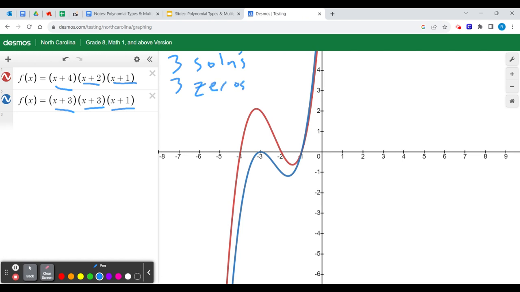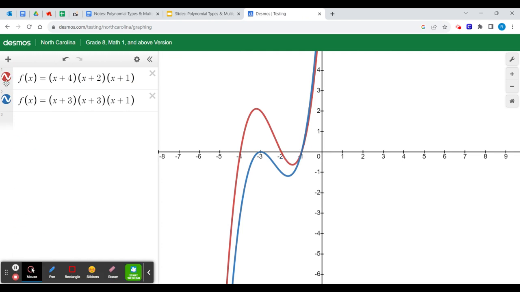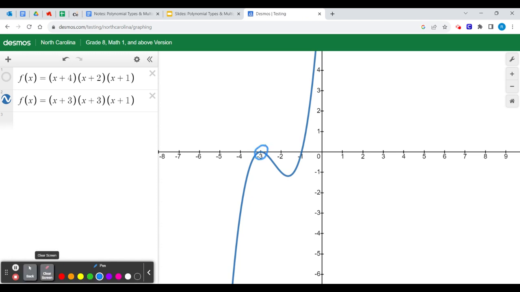For the red equation, that makes sense, right? We got a 0 at -4, a 0 at -2, and a 0 at 1. So that one's all good. But let me hide the red one real quick and look at the blue equation. We have a 0 at -3, and we have a 0 at -1.